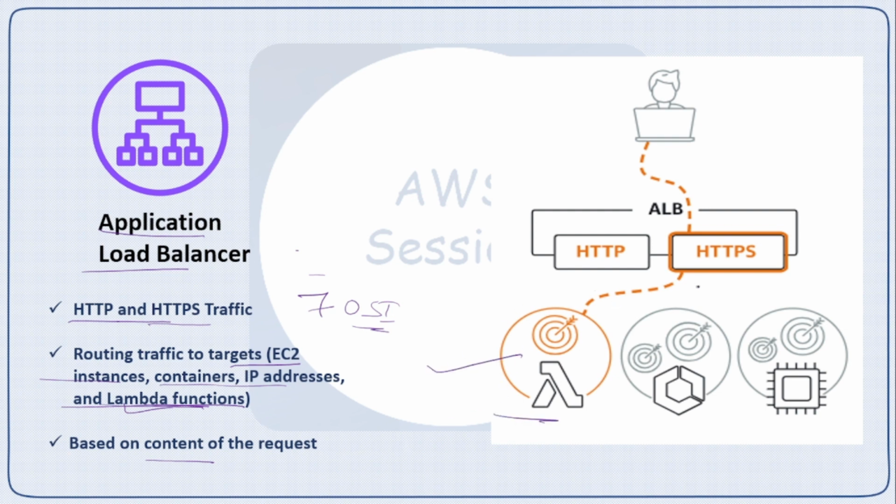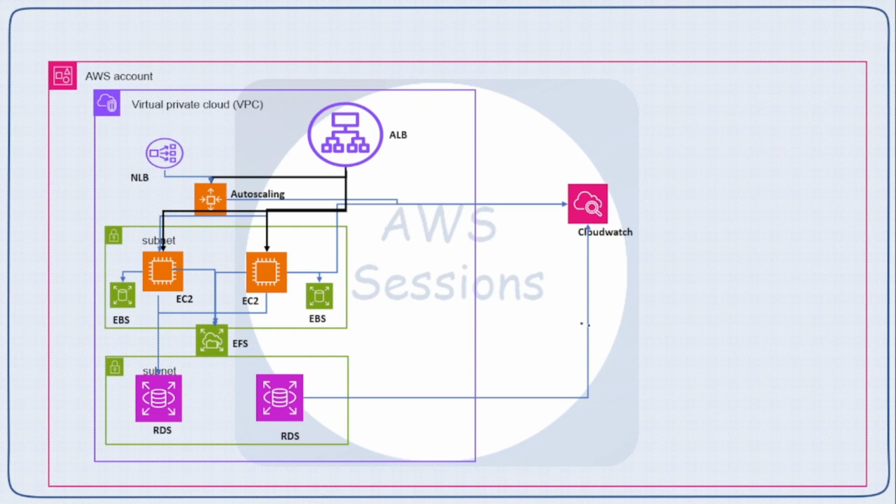Lambda function, HTTP, HTTPS traffic. Again, we have an application load balancer that is forwarding traffic to EC2 instances. And similar to NLB, it is also capable of integrating with auto scaling, and it again offers the same benefit.